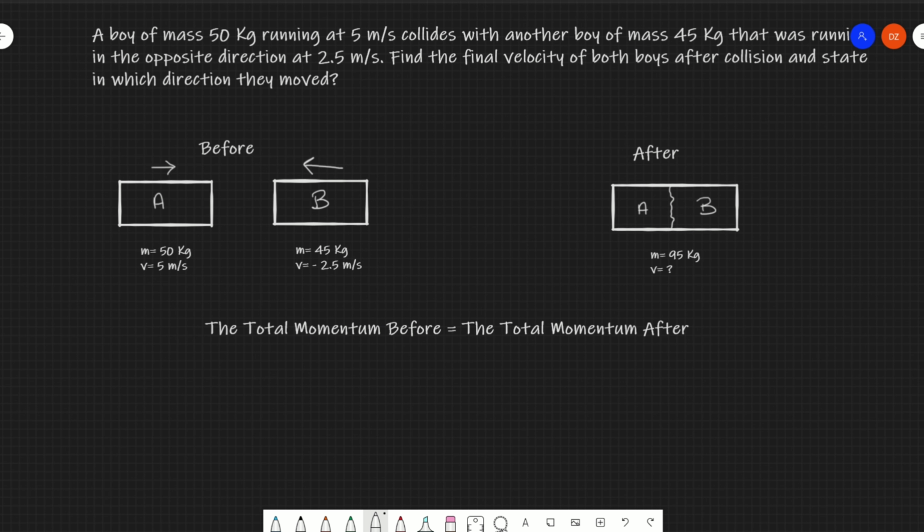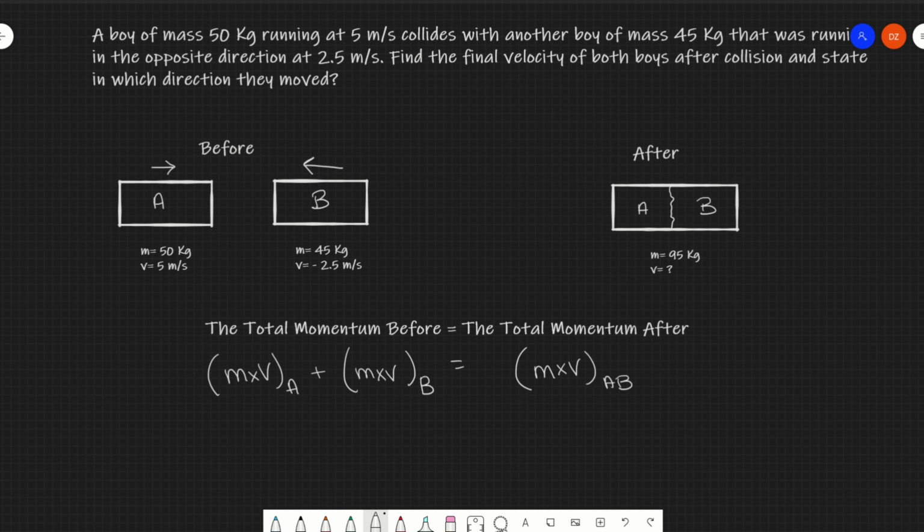Before collision, we have two bodies, so we're going to draw two brackets, and in each bracket we're going to write the momentum equation, one for body A plus one for body B. After collision, even though we have two bodies, since they are combined, they stick together and they move off as one single body, we are going to draw only one bracket. The next step would be to replace the quantity with its respective value.